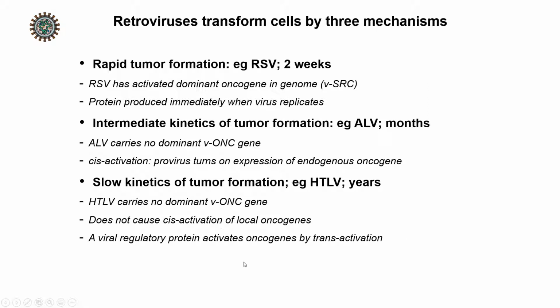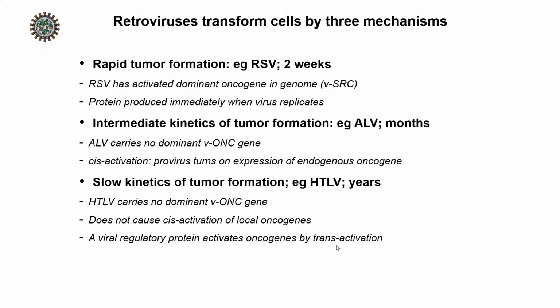And the third one we're not going to talk about much more. The HTLV carries no dominant oncogene and does not cause cis activation of a local oncogene. A viral regulatory protein activates the oncogene by trans activation. We talked about this trans activation as an activation of an oncogene far, far away, maybe thousands of base pairs away, and this basically needs DNA bending and activation of that. The chance of that is even less. Cis activation means, okay, you have a viral sequence next to an oncogene.